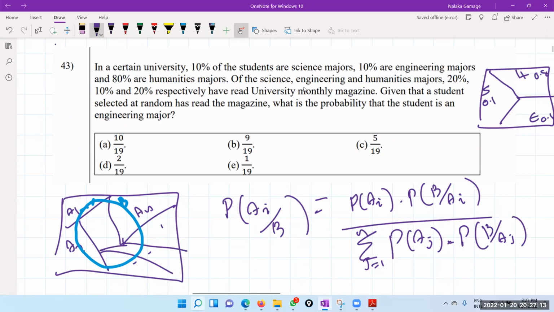Of the science, engineering, and humanities, 20%, 10%, and 20% respectively have read the university monthly magazine.